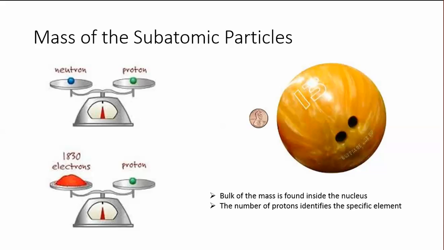The number of protons identifies a specific element. That's sort of the critical piece in here. And the number of neutrons identifies their isotope. So we were looking at mass numbers in order to differentiate one isotope from another. But we look at the protons, the atomic number, to determine one element from another.